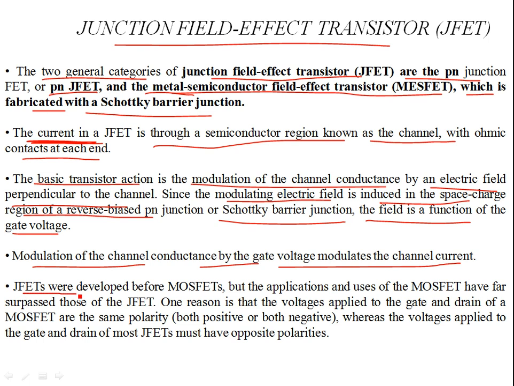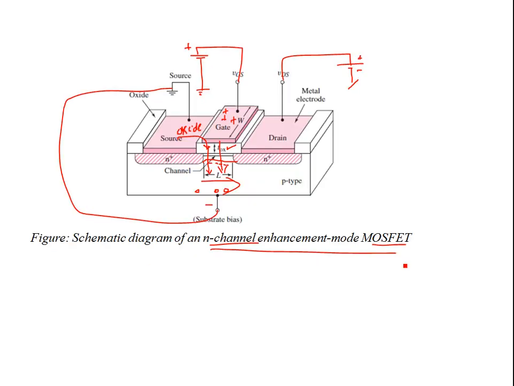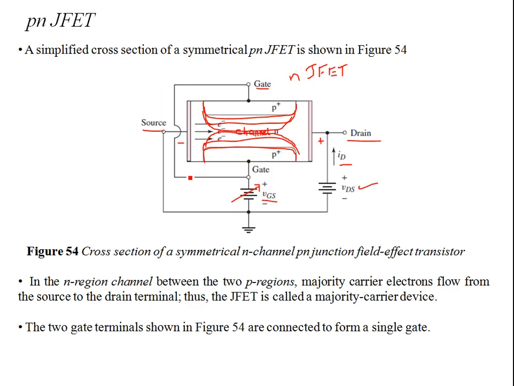JFETs were developed before MOSFETs, but the applications and uses of MOSFETs have far surpassed those of JFETs. One reason is that the voltages applied to the gate and the drain of a MOSFET are of the same polarity, both positive or both negative, whereas the voltages applied to the gate and drain of most JFETs in applications have opposite polarities. But in today's applications, most chipsets, embedded systems, microprocessors and cellular phones use more MOSFETs as compared to JFETs.